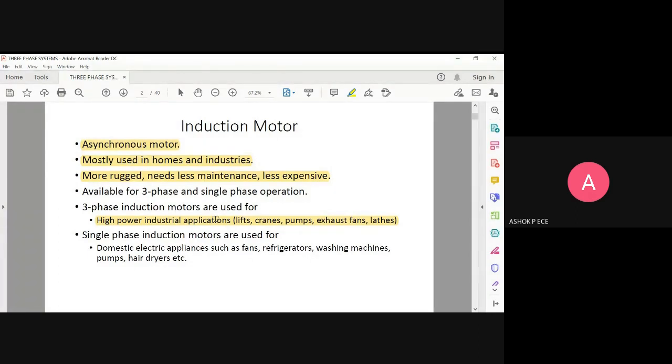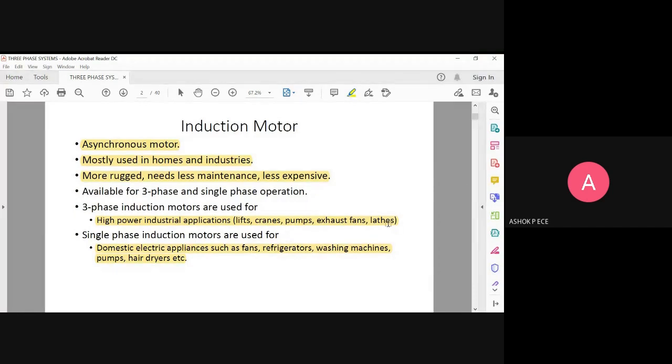How do you get a three phase AC power supply? With the concept we have learned previously, by rotating the magnet at constant speed, having the winding stationary, you are going to generate three phase voltage. Okay, that is the generation of three phase voltage. Single phase motors will be used for domestic appliances where you need less amount of power, like fan, refrigerator, washing machine, pumps, and hand dryers. And three phase motor is used in high power applications like lift, crane, pump, exhaust fan, and lathe.